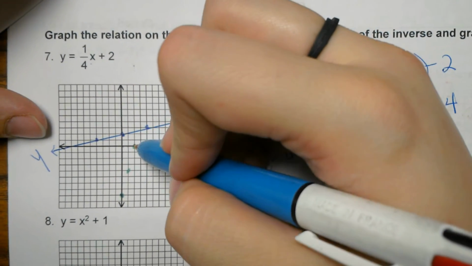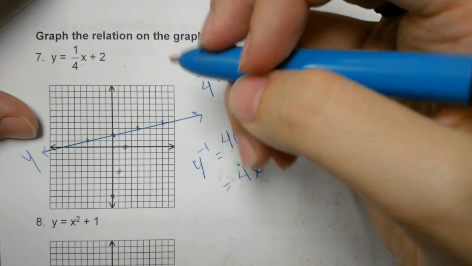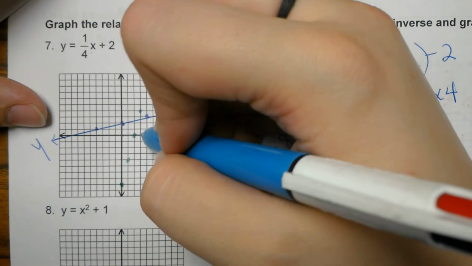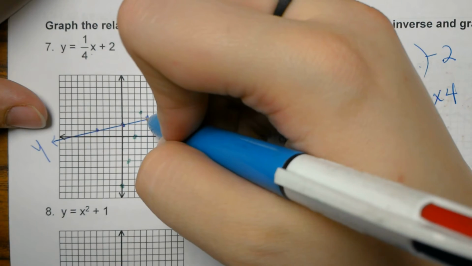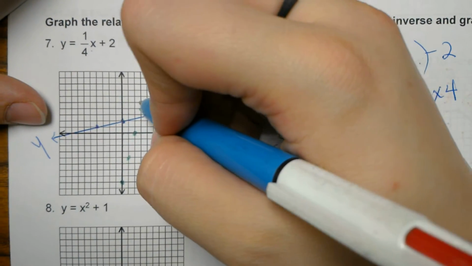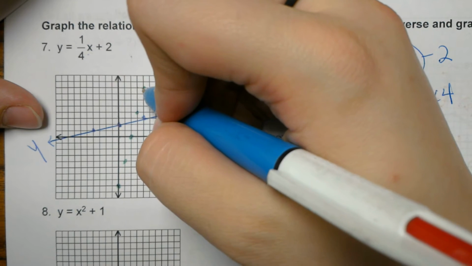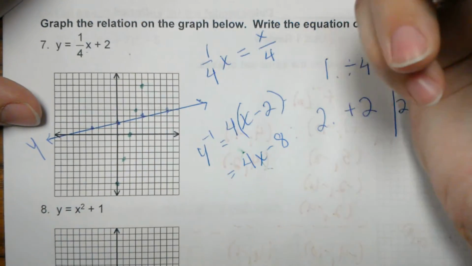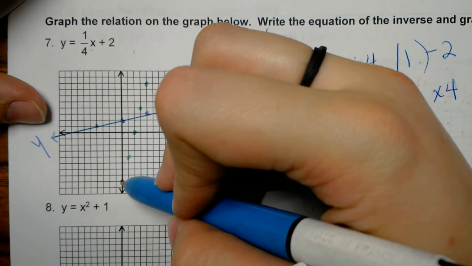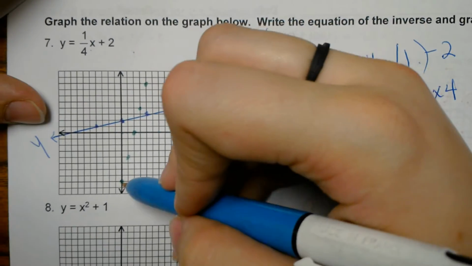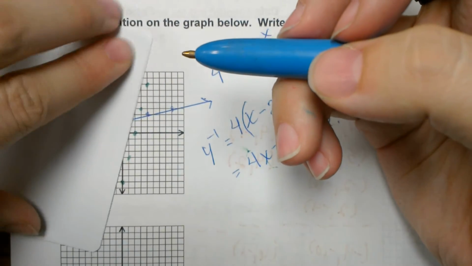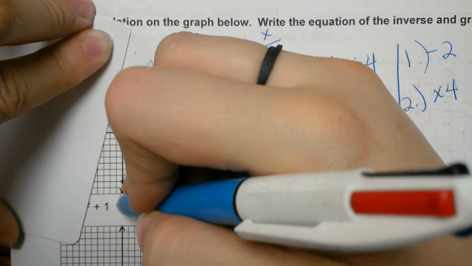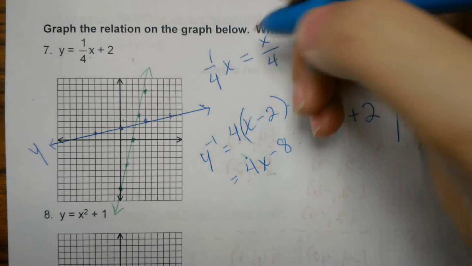So you can see these points that are opposite. That's (0, 2), and this one is (2, 0). And that's (3, 4), and that's (4, 3). It's going to be (4, 8), and that should be (8, 4). So even the slopes are opposite. This one's going over 4 then up 1. This one's going up 4 then over 1. And that's my inverse.